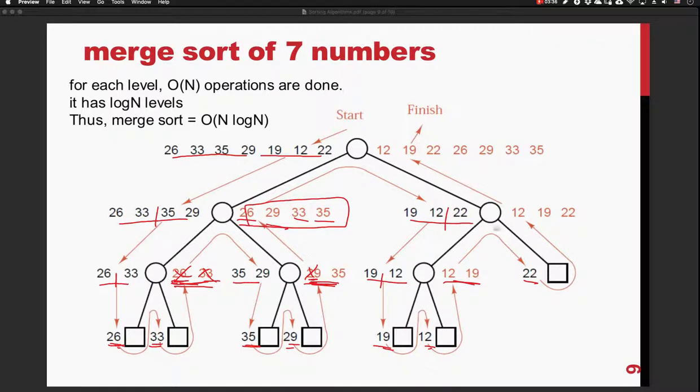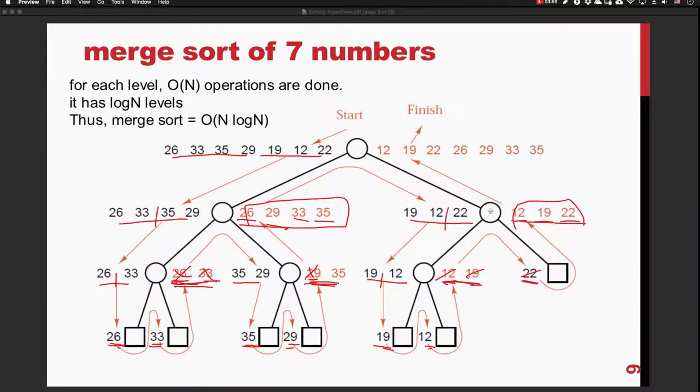We do the same thing for this partition. So 12 and 19, and there's nothing else, so 22 only. 12 and 22, 12 comes. 19 and 22, 19 comes. 22 is left over there. So it's sorted now.